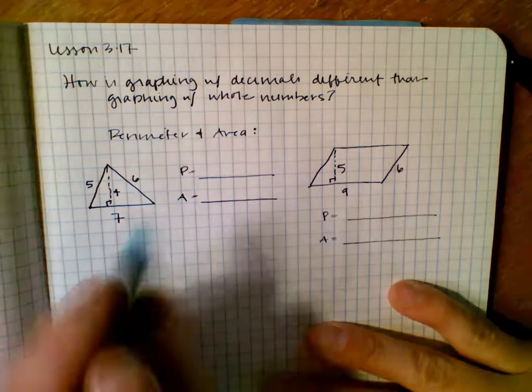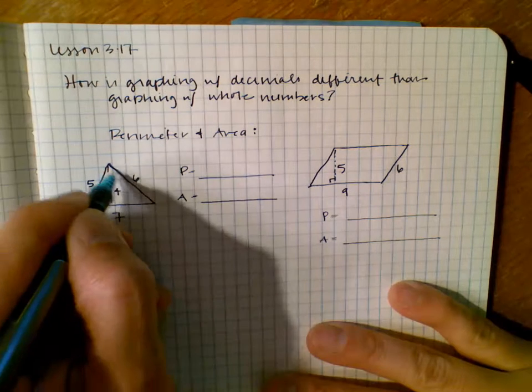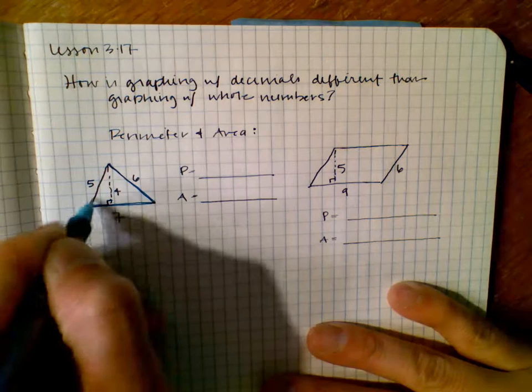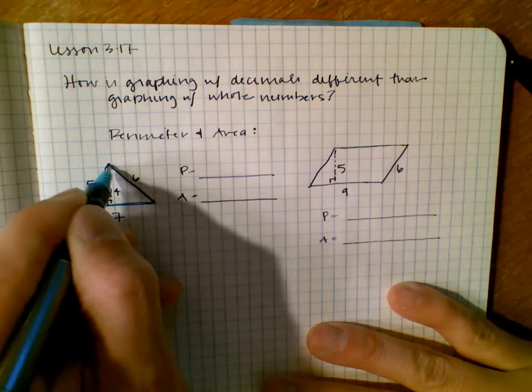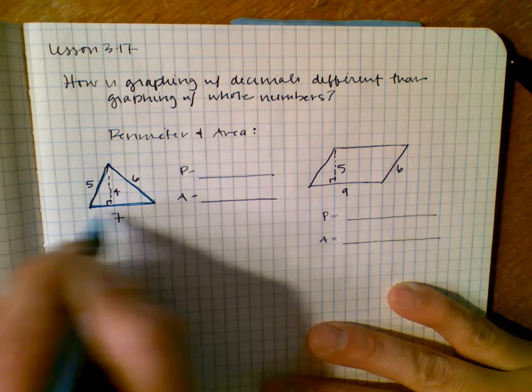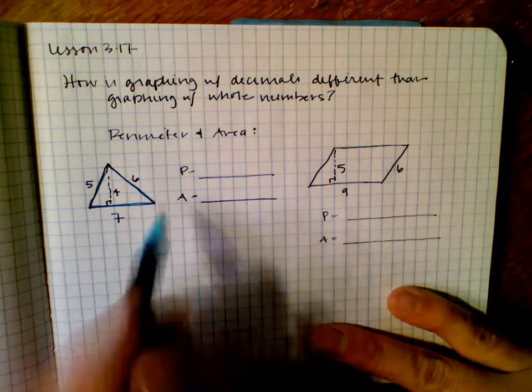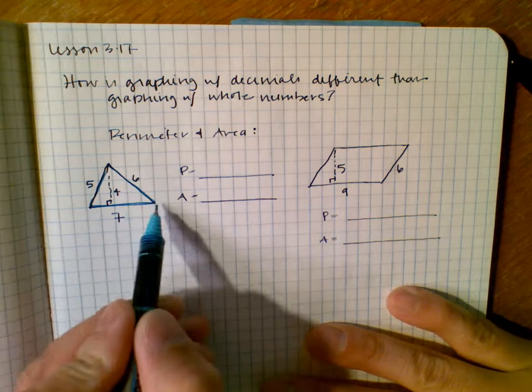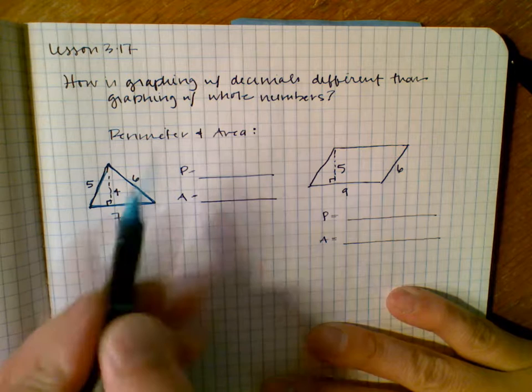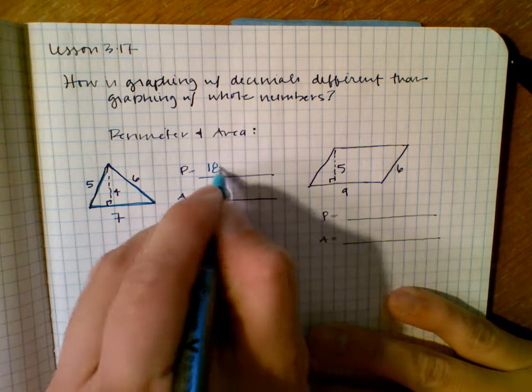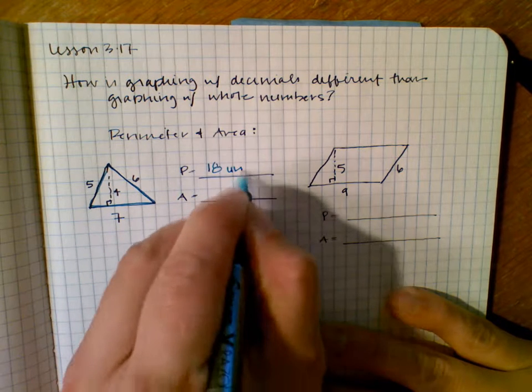Okay, so remember, perimeter, boys and girls, is the distance around the outside of a shape. So what we're going to do is just walk around the outside, and we're going to add up the numbers as we go. So we're going to start with 6 plus 7 is 13 plus 5 is 18, and it's 18 units.